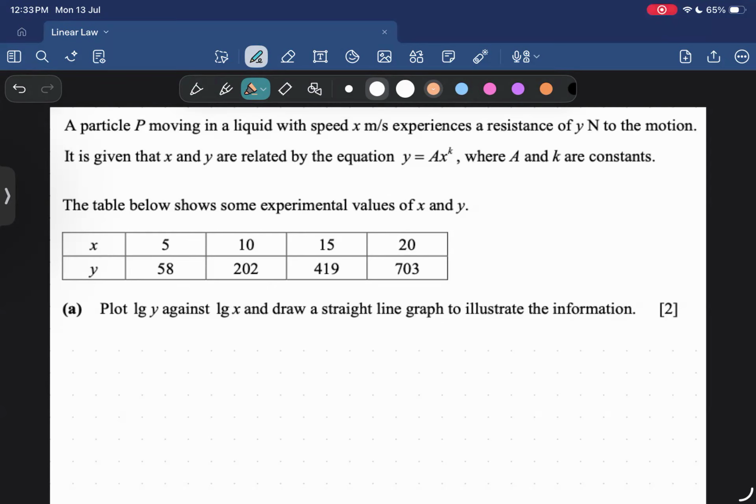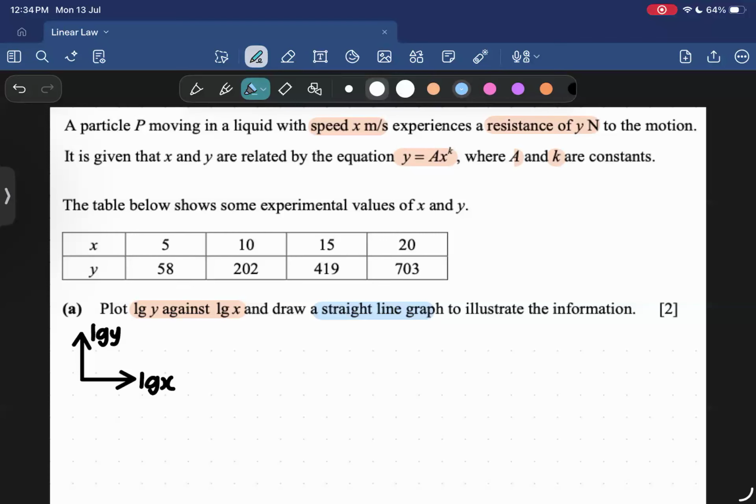So what we have here is the equation that we are given, y equals ax power k. a and k are constants. I believe they are constants you need to find using your graph later. Okay, so your speed is x and your resistance is y. So what are you plotting? This is plotting log y against log x. So by now you should already be able to understand, right, that when they say something against something, it's always y-axis against the x-axis.